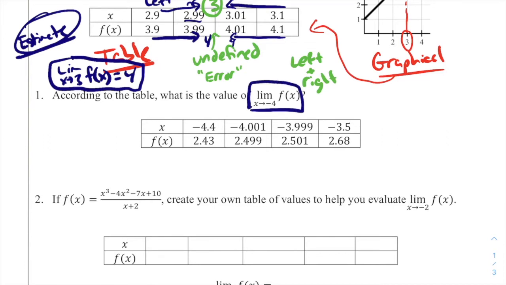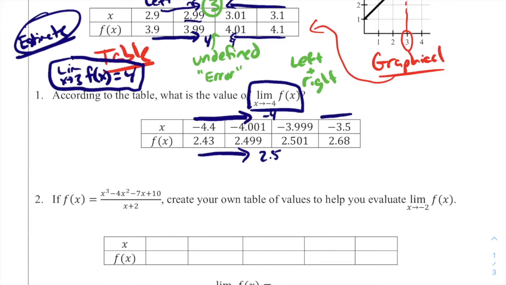In this case, we notice that negative 4 would be here. It would be between negative 4.001 and negative 3.999. And since they're not asking from the left or from the right, we need to consider both of those. So as we come from the left, as those x values get closer to negative 4, to me it looks like those y values are getting closer to a particular number, maybe like 2.5.